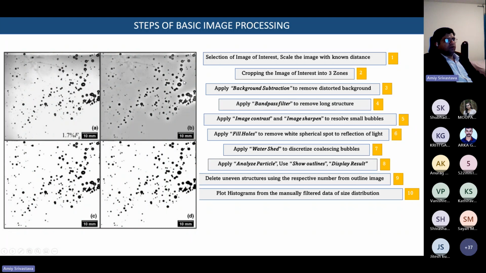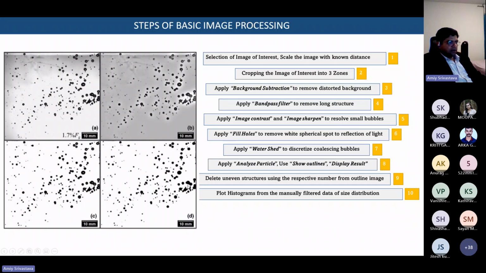Firstly, we have to crop the area of interest. Then we do some background subtraction. After that, we apply a band pass filter. Then we do some image contrast or image sharpening. After that, you can see some white spots there. These come from light reflected from the surface of the bubble, and we have to fill these holes because this is a 2D image. So for that, we apply fill holes.